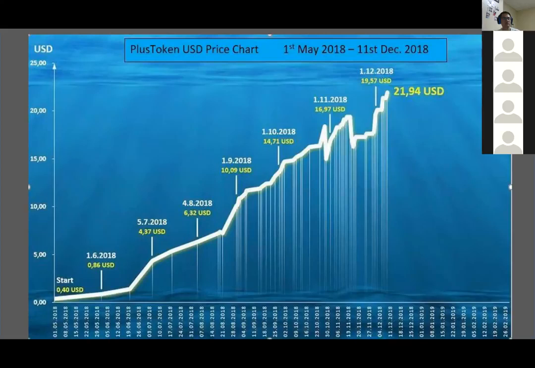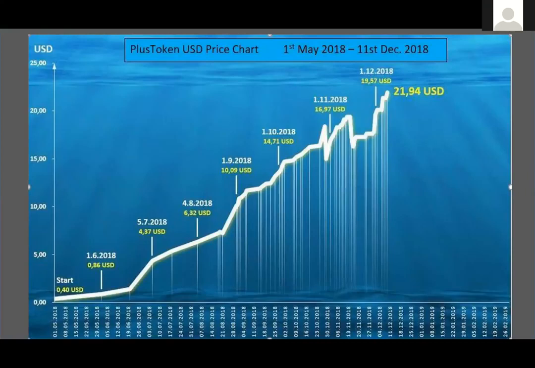It's easier to see the rise in the price from 40 cents on May the 1st to the $20 that it is at now. And as you can see, it does go up and down along the way, but the trajectory is just one way. And the reason for that is because there's a limited supply and increasing demand.